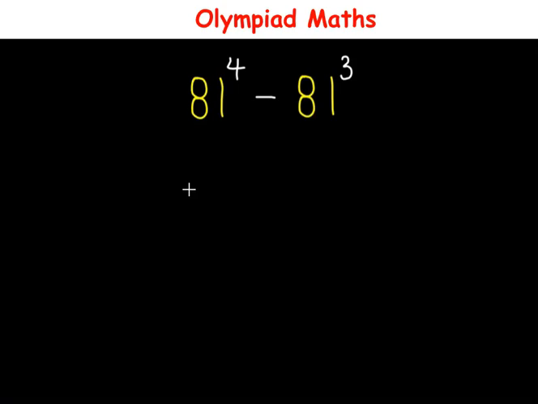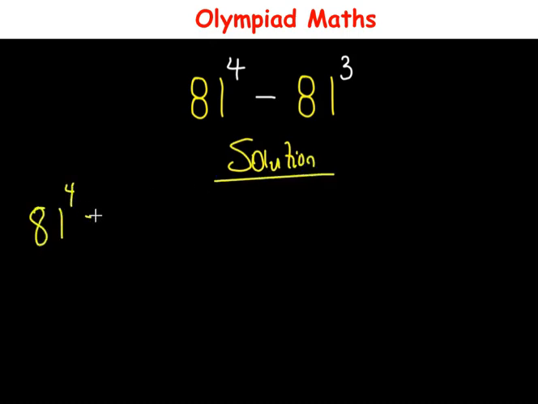Hello everyone, in this video let us solve this question. So we have 81 raised to power 4 minus 81 raised to power 3. We're going to solve this question without using a calculator. Now to solve this, we have 81 raised to power 4 minus 81 raised to power 3.